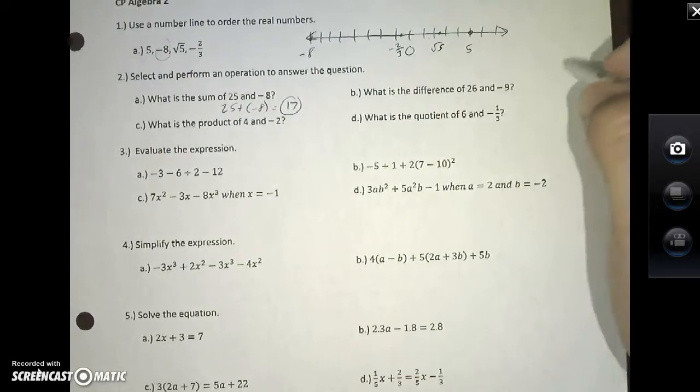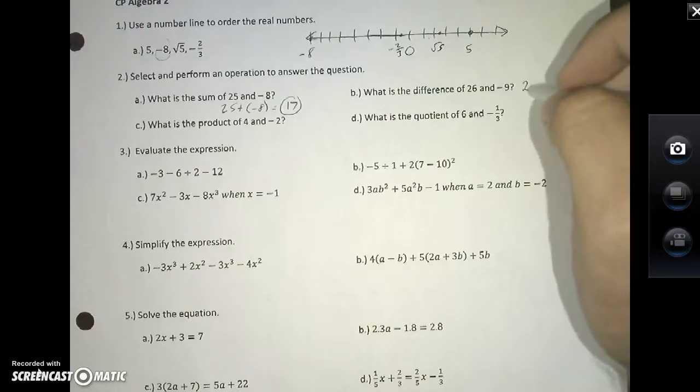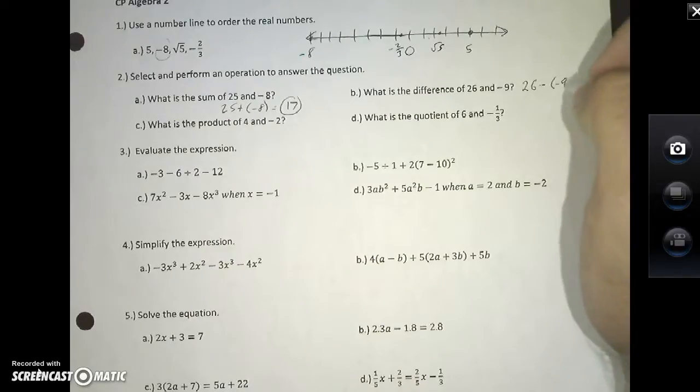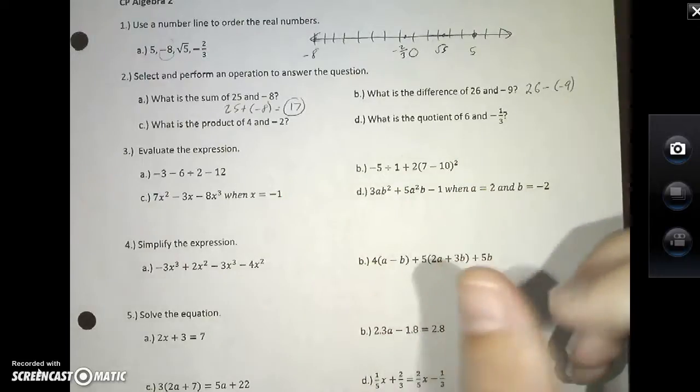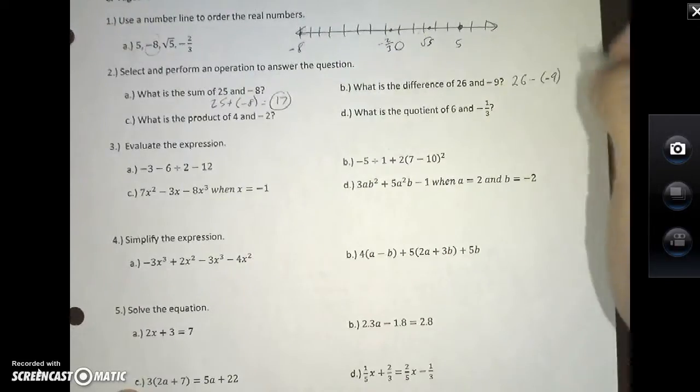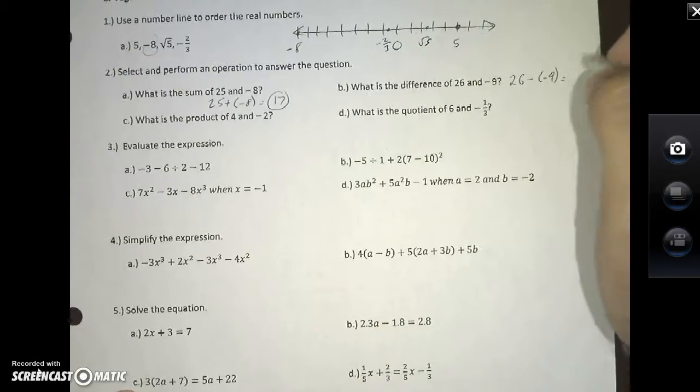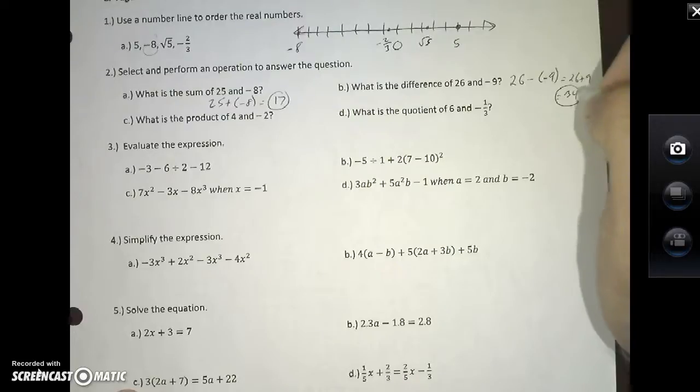What's the difference of 26 and -9? Difference is subtraction. Important to go in the correct order. First number goes first, second number goes second, because it does make a difference. Your signs will be off. 26 minus -9 is 26 plus 9. 34. Oops, sorry, 35.